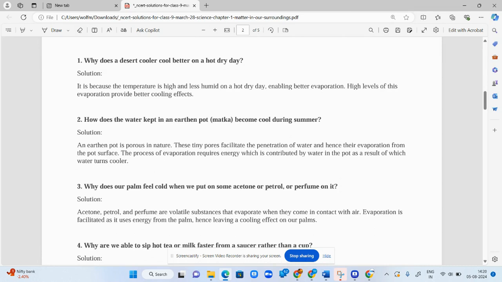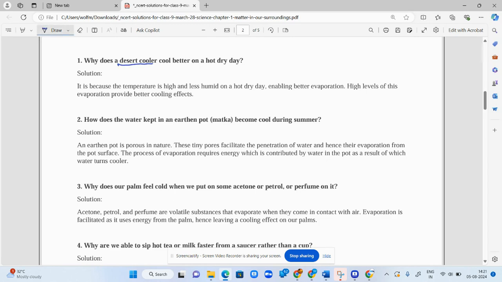It is because the temperature is high and it is less humid on a hot, dry day, enabling better evaporation. So a high level of evaporation provides better cooling effects. What is a desert cooler? It is nothing but our cooler, dear.